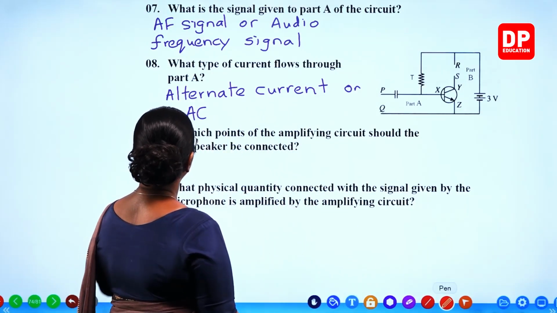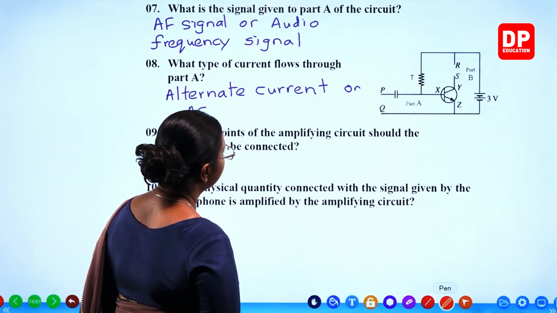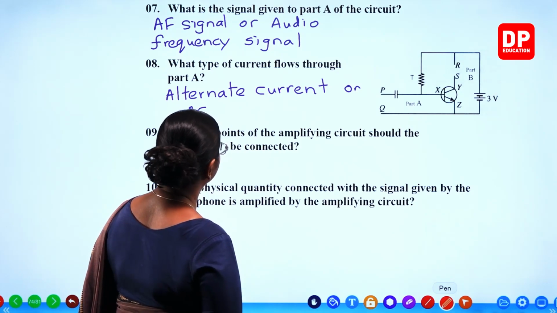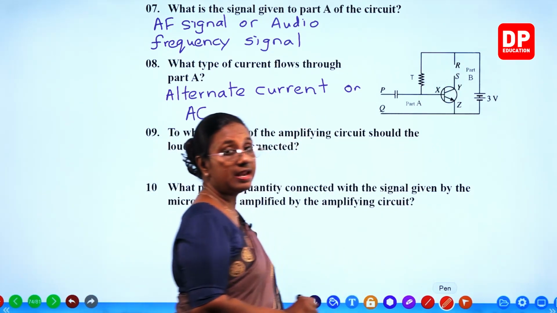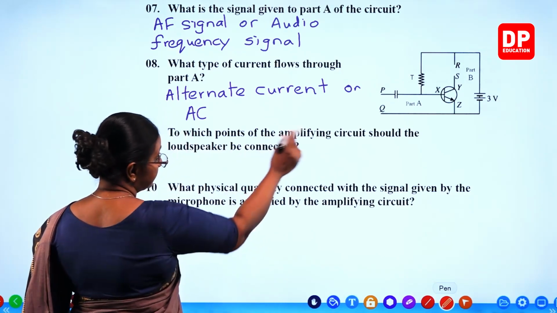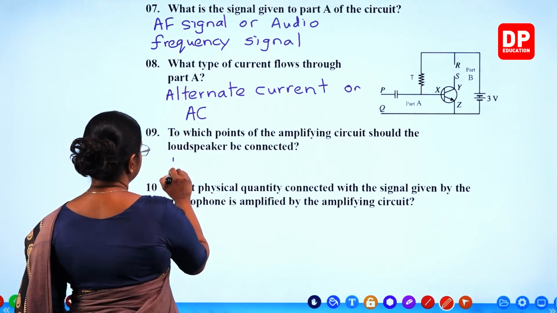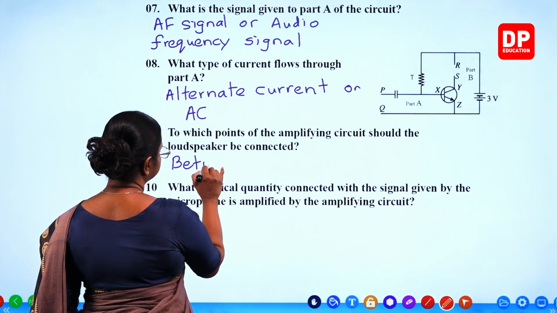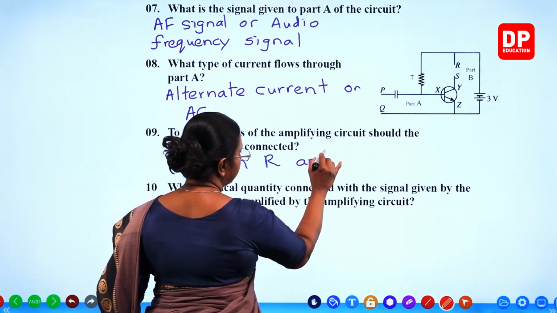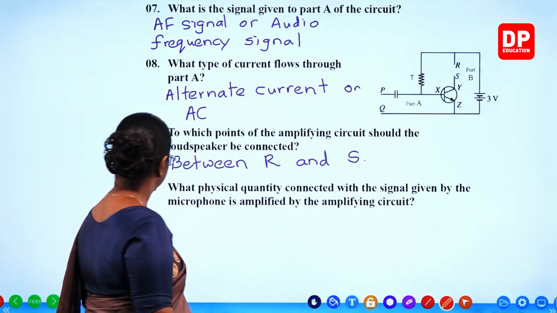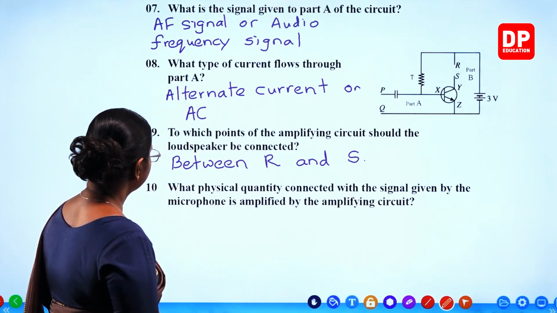Then you can see to which points of the amplifying circuit the loudspeaker should be connected. To which points? Between R and S. You know that. That is the output circuit. Between R and S.